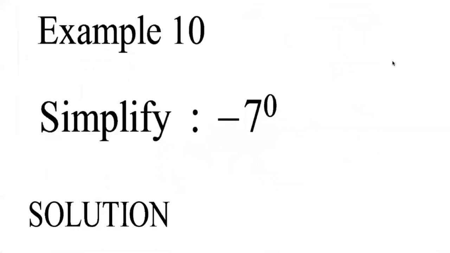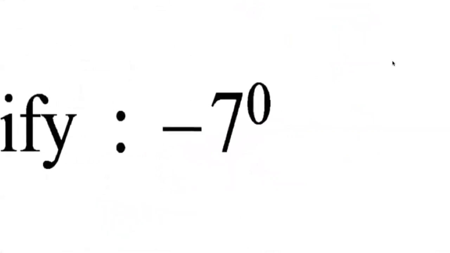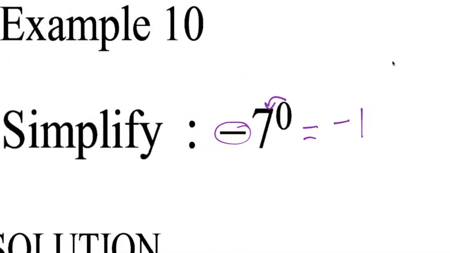Now this one's a little trickier, and this one kind of trips people up. In this one, it doesn't have parentheses. So if it doesn't have parentheses, then this 0 only applies to the 7. It does not apply to this negative sign. So in that particular case, it's a negative because the negative has nothing to do with that 0. And then 7 to the 0 is 1. So my answer ends up being a negative 1.